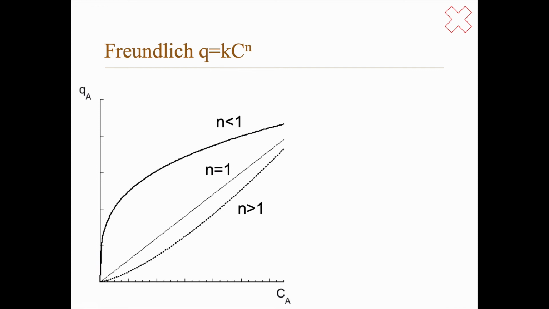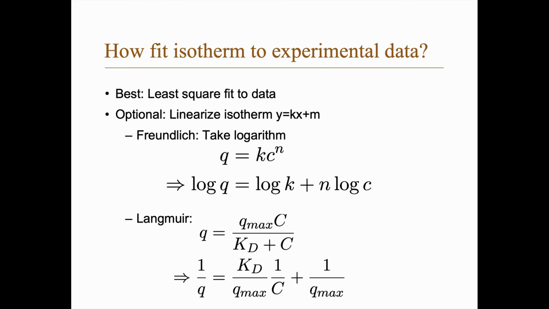And how do you know which one to use? Well, you have to fit isotherms to your experimental data and see what fits best. Now, the best option, I would say, is to least square fit to your data. So you take experimental data that are relevant for the experiment that you're going to do, so in the same range as your experiments, and then you fit your data directly to the isotherm as it is.